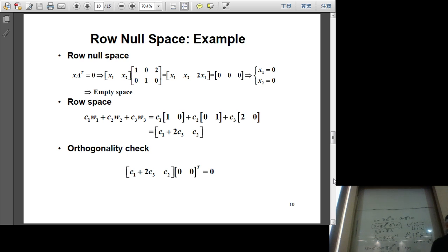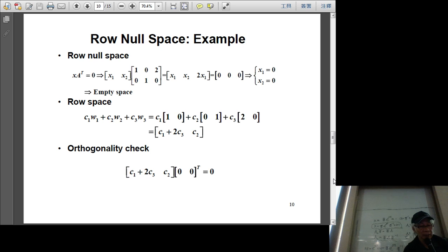That means we have no row null space. In this case, there's no row null space. You have the row space, but you don't have a row null space because it is empty. It means x1 you cannot solve. You cannot have any row that is orthogonal to these three rows.